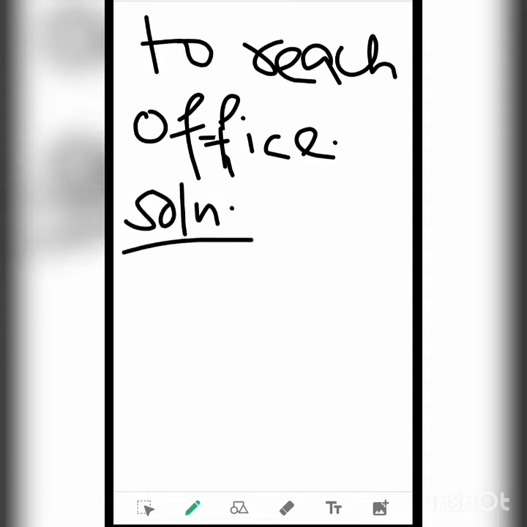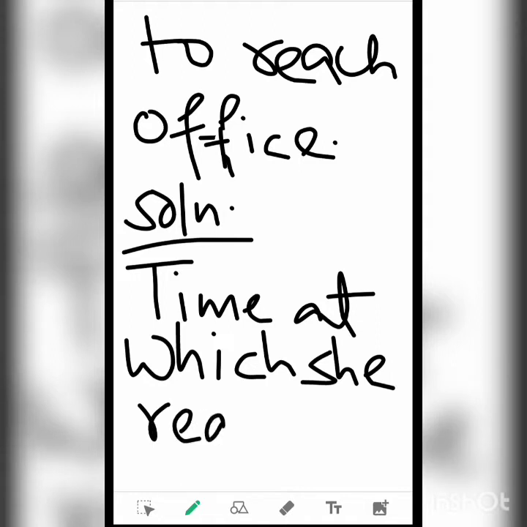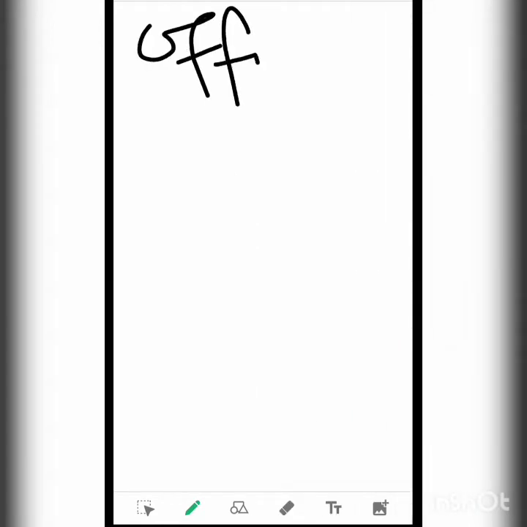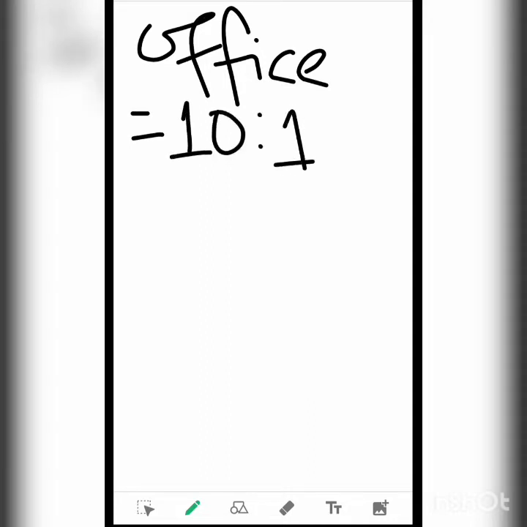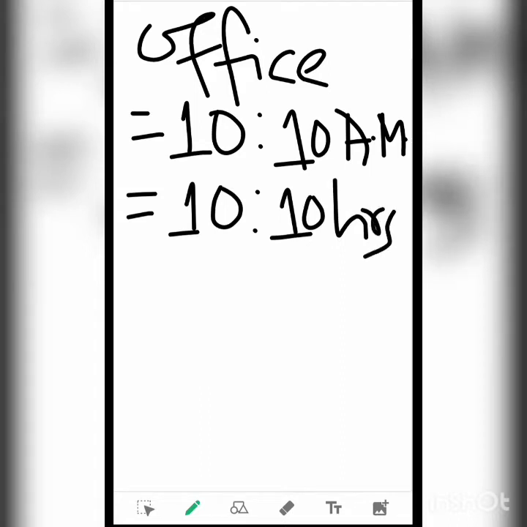See, first of all we'll write the time at which she reached office is equals to, see it is given in AM, so first thing to do is to change it to hour. We write it as 10 hours. We convert it into 24-hour format.